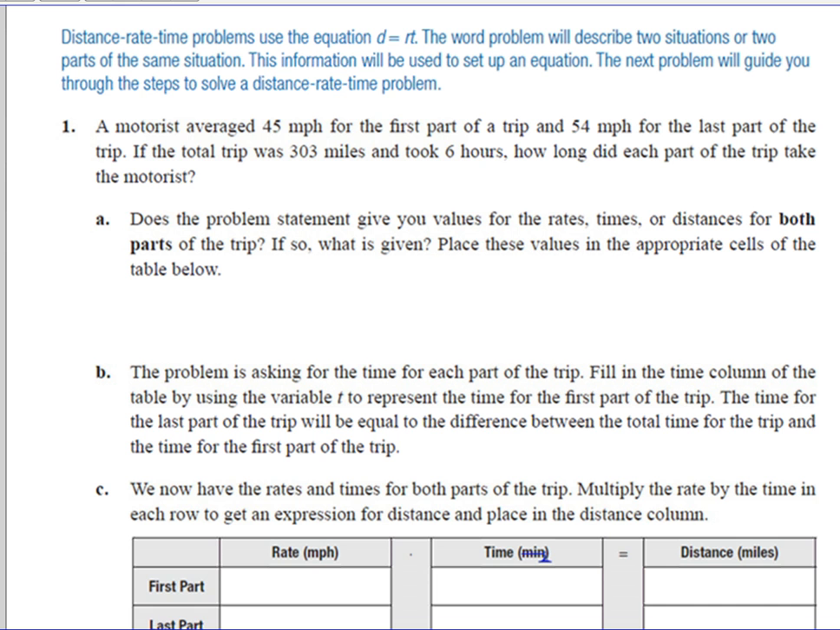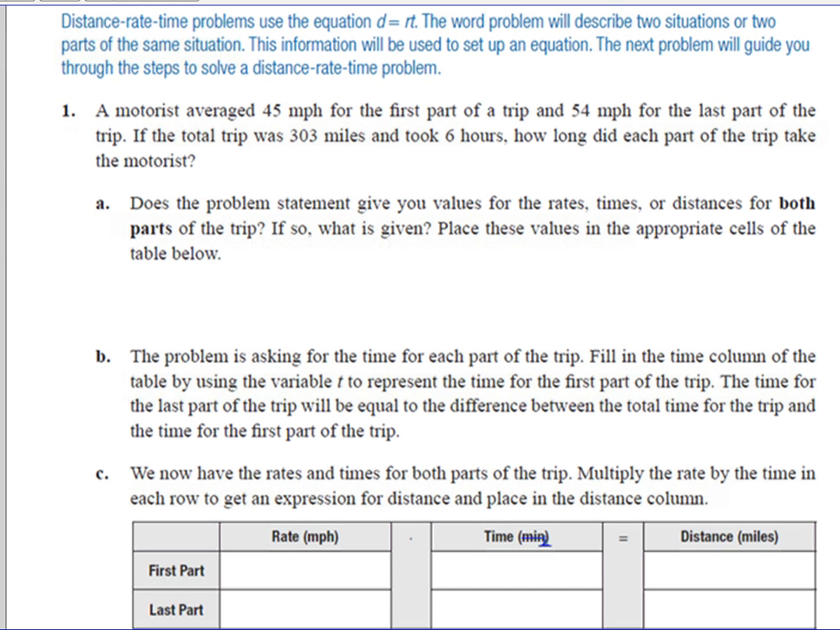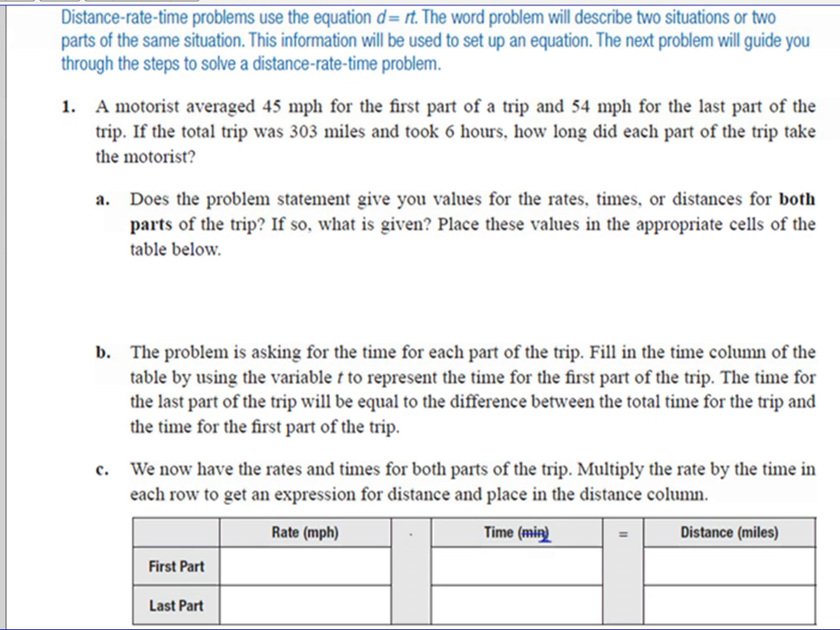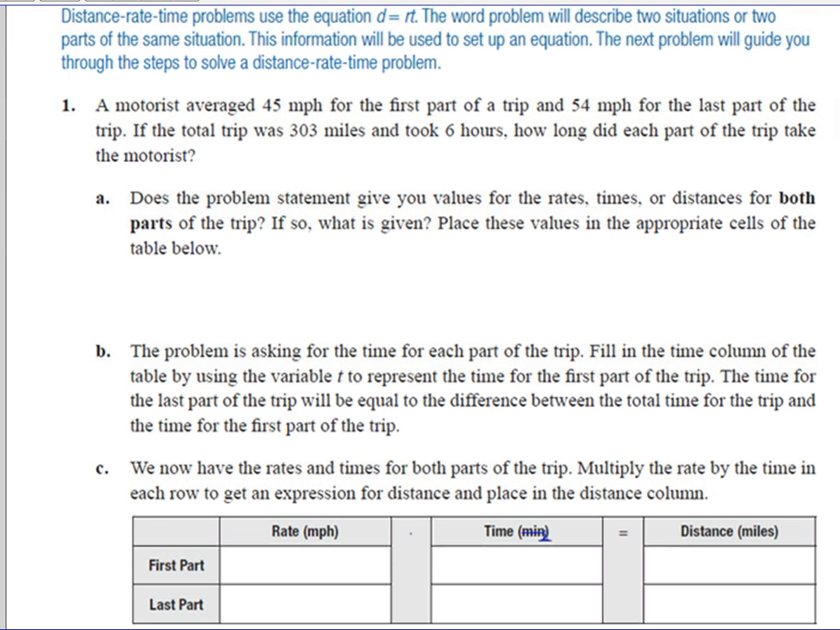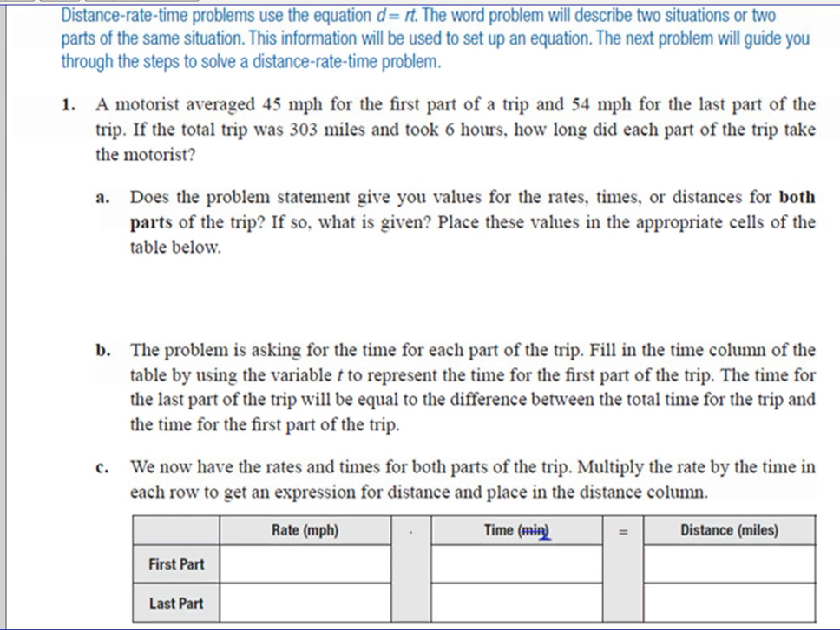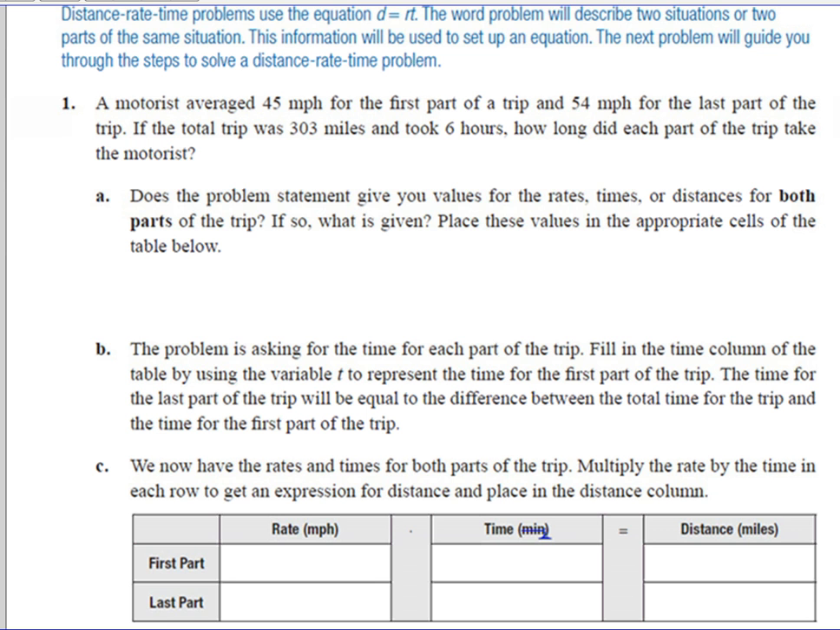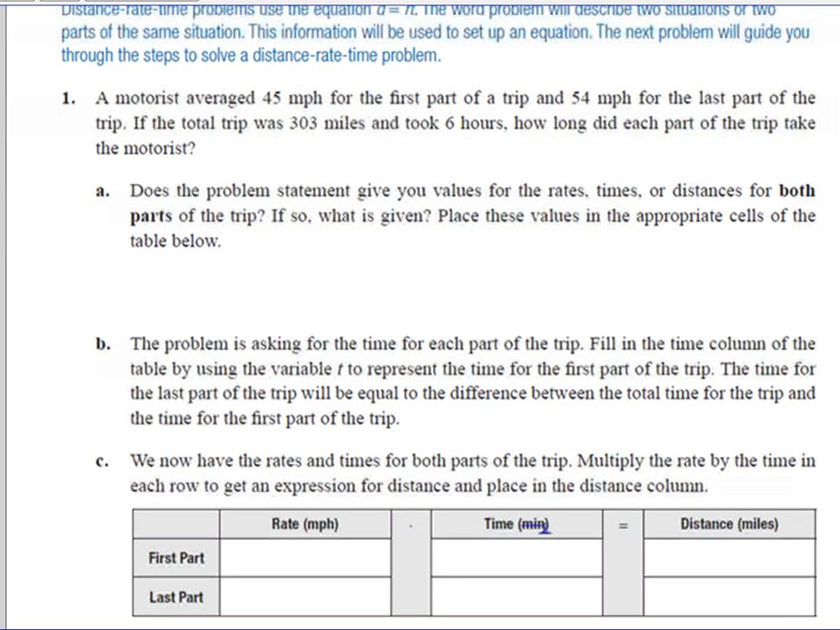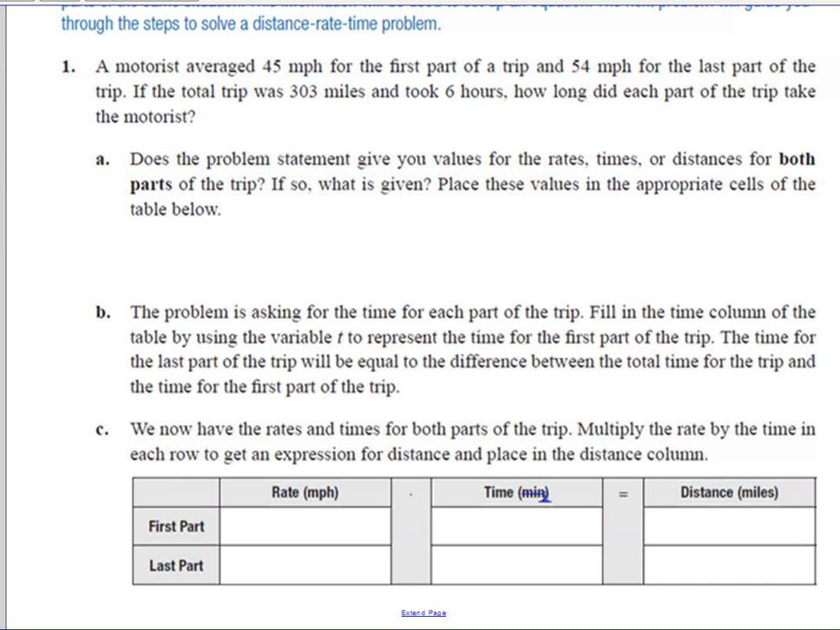So here's an example of our distance, rate, time problems. It says, use the equation d equals r times t. Word problems will describe two situations or two parts of the same situation. This information will be used to set up an equation, and they're going to walk us through using this table. Now, when you're doing your homework, even if they don't give you a table like this, it will be really helpful for you to create your own table to help you solve these problems.